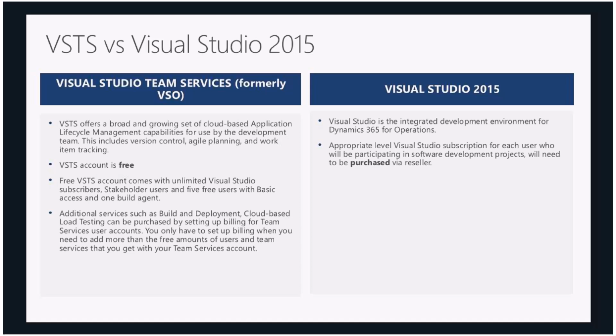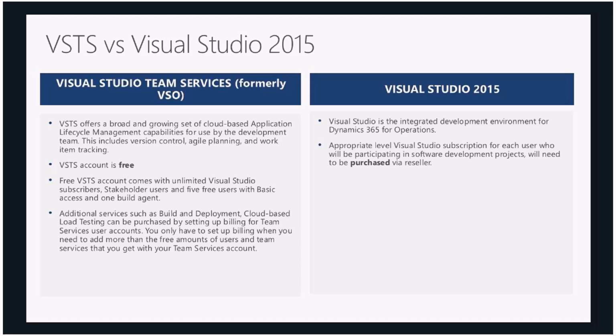In the case of Visual Studio Team Services, the account is free. You can sign up for it free. And the free VSTS account comes with unlimited stakeholder users, 5 basic users, unlimited Visual Studio subscribers, and most importantly, 1 build agent. When I say stakeholders, I mean the users who need to add and edit work items, bugs, and view your dashboard, etc. Basic users are the ones who will need to access the version control, continuous integration, agile planning, etc.